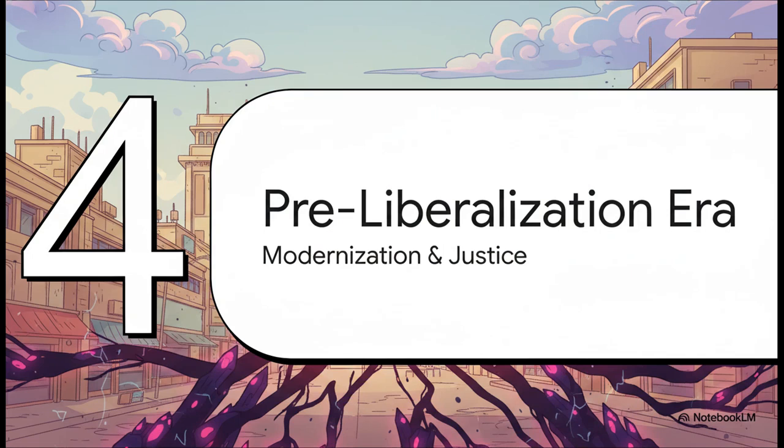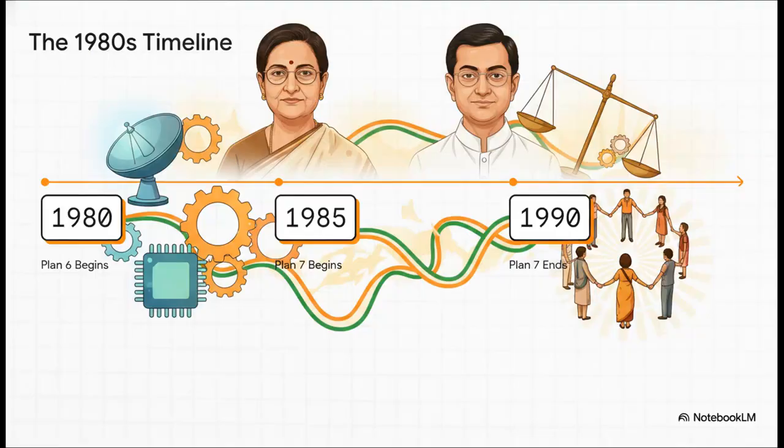Section 4, the pre-liberalization era, modernization and social justice. All right, as we move into the 1980s, political stability largely returned, but a subtle economic crisis was dangerously brewing right beneath the surface. The sixth plan begins in 1980, and the seventh plan runs from 85 to 90 under the leadership of Indira Gandhi and later Rajiv Gandhi.